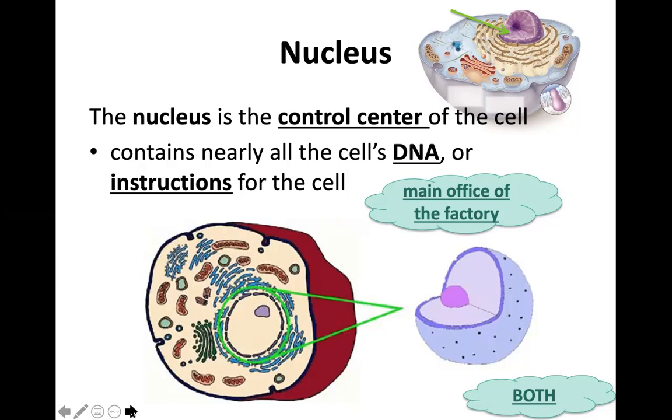Also, something else that you need to know, and you'll see this on your notes if you have them open, you need to know if we find them in a plant cell, an animal cell, or both. So the nucleus is found in eukaryotic cells, so we would find it where? Plant, animal, or both? Both, right.